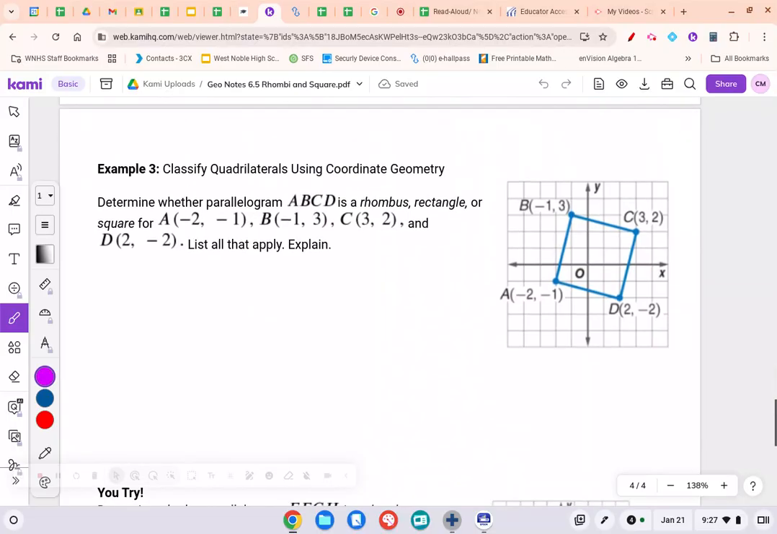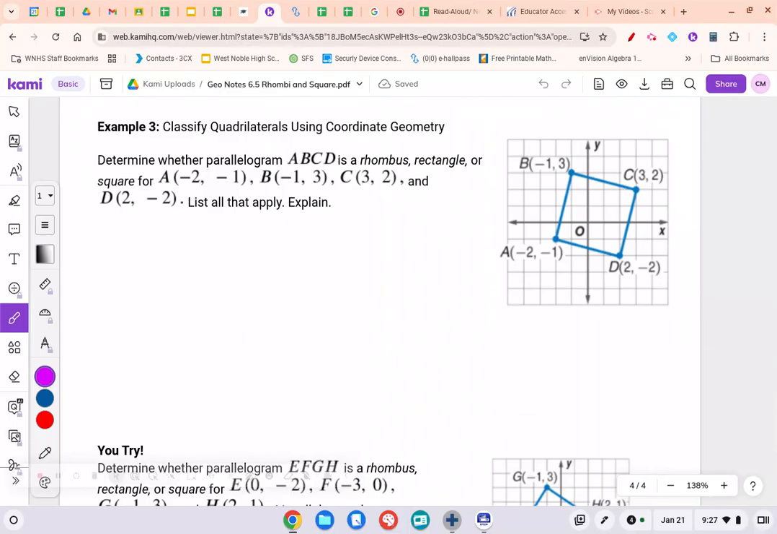Our last two questions that we have are example 3. So we are going to classify these shapes, whether they are rhombus, rectangle, or square. Now I want to point out to start with that these are already parallelograms. That's pretty important. If it was not already a parallelogram, we would first have to decide that it is a parallelogram before we decide whether it's a rhombus, rectangle, or square. So, since we already know it's a parallelogram, we can skip those steps. Instead, we're going to skip to deciding if this shape is a rhombus.